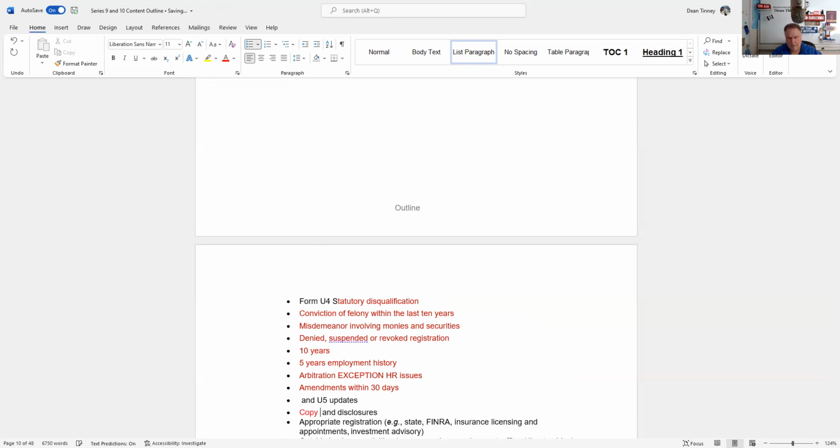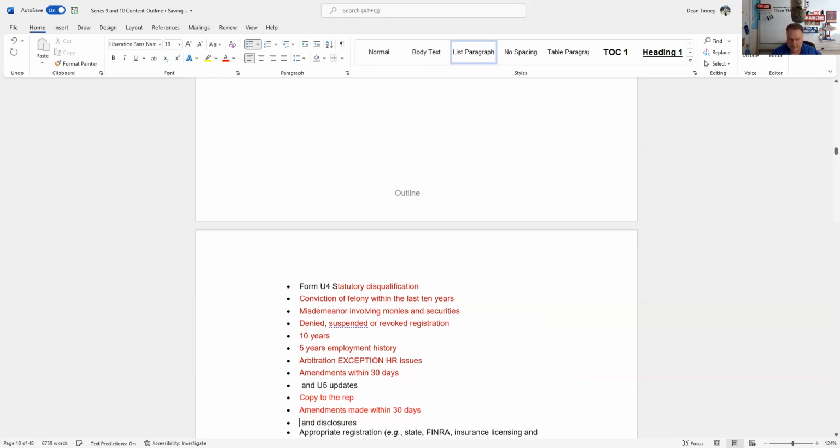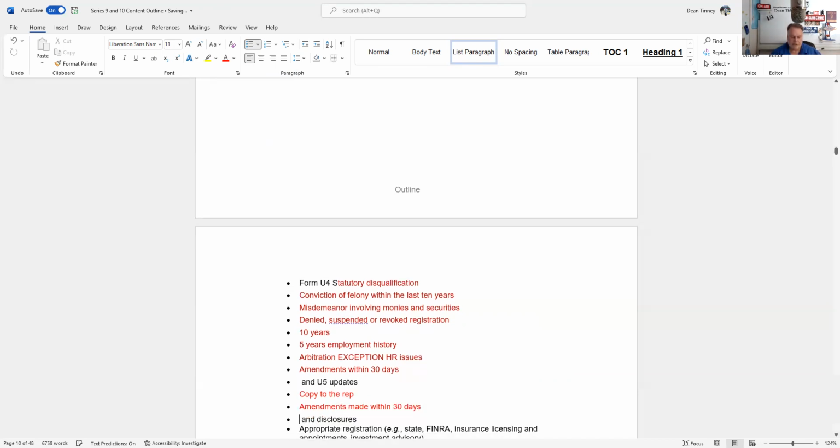We're going to give a copy of that U5 to the rep. We'll make amendments again if anything in this exit interview has now become a yes that was a no. It's kind of like a final check. And we give this to the rep within that 30 days. So that 30 days is kind of a common thing. And then disclosures would be the circumstances of the disassociation from the firm, whether it's just people move on, it's not a problem. It's just, is there something that needs to be disclosed about the disassociation? Because the U5 is disassociation from the broker dealer.